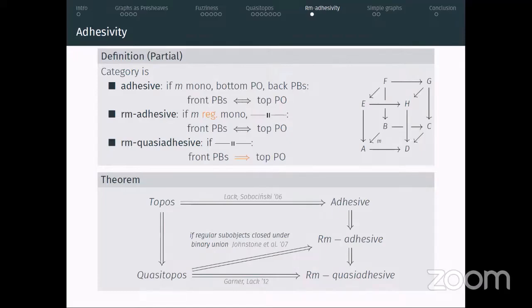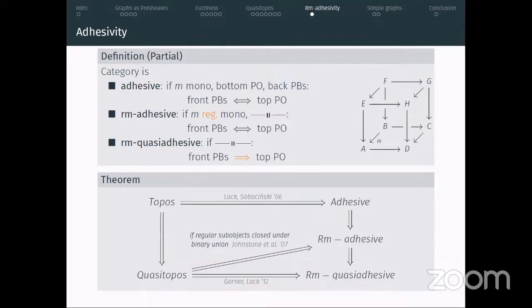So this is the property that we used to prove it. So that's it for the proof of the main theorem of the paper. Of course, when we did that, there was one last question that we asked ourselves. We've proved that all fuzzy Presheaves are RM additive Quasitoposes.